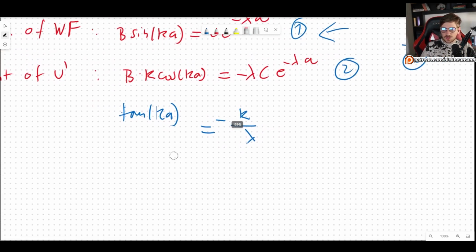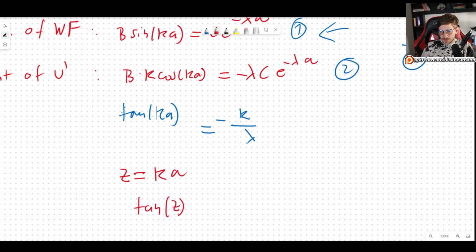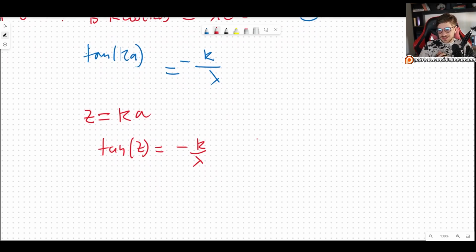Let's do what we usually do and just use a new variable, z, which will be the variable that we will be graphing and referencing here. So z will be ka, right? So that way we have tangent of z is equal to minus k over lambda. Okay, so what could we do here? Well, first of all, let's call k here z over a. That way we are going to have just this one variable everywhere.